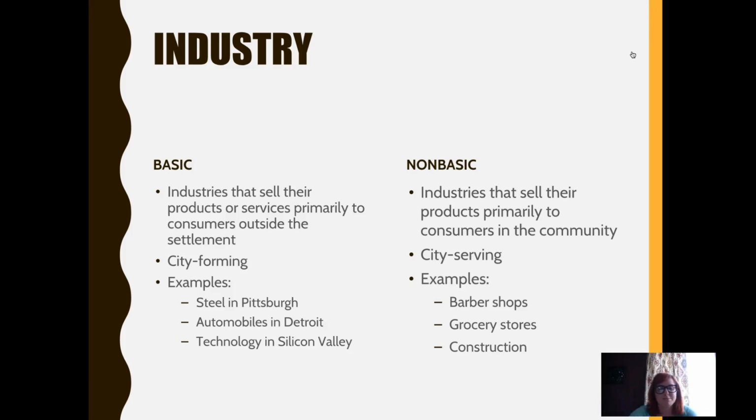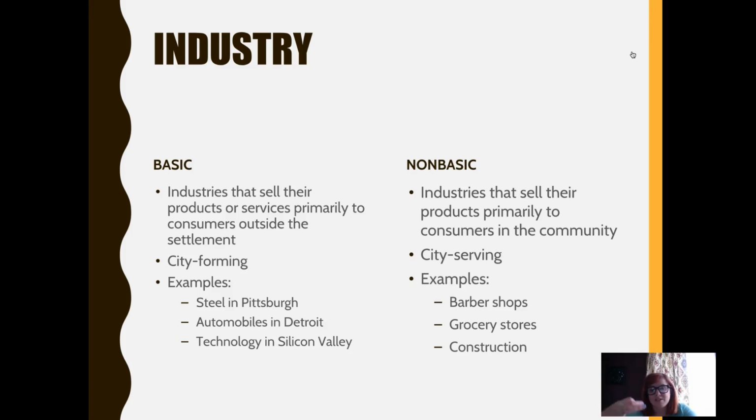Like steel in Pittsburgh, it's not just people in Pittsburgh that use Pittsburgh steel, it's shipped all over the world, right? Lots of cars used to be made in Detroit. I think some of their auto industry is coming back. But those are sold all over the country and all over the world as well. Technology in Silicon Valley does not just stay in Silicon Valley, right? It goes to other places.